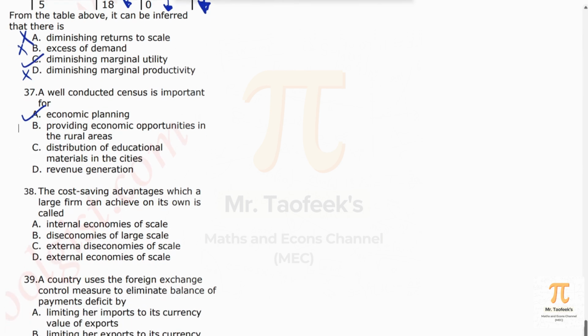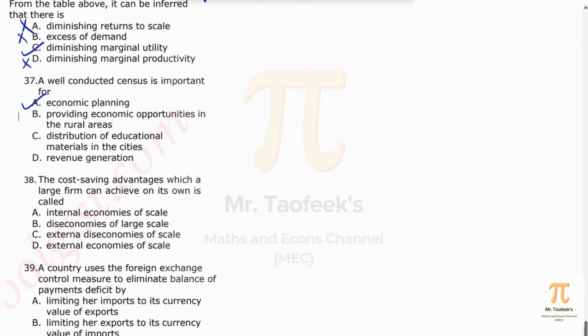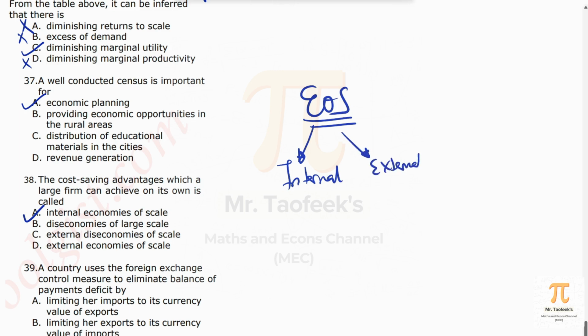Number 38. The cost saving advantages which a large firm can achieve on its own are basically internal economies of scale. Economies of scale is basically when a business enjoys lower average costs due to higher output. There are two types of it: internal economies of scale and what? External economies of scale. Examples of internal economies of scale are financial economies, marketing economies, managerial economies, technical economies, and so on and so forth, right? These are the benefits a firm enjoys within itself for producing in large quantities.